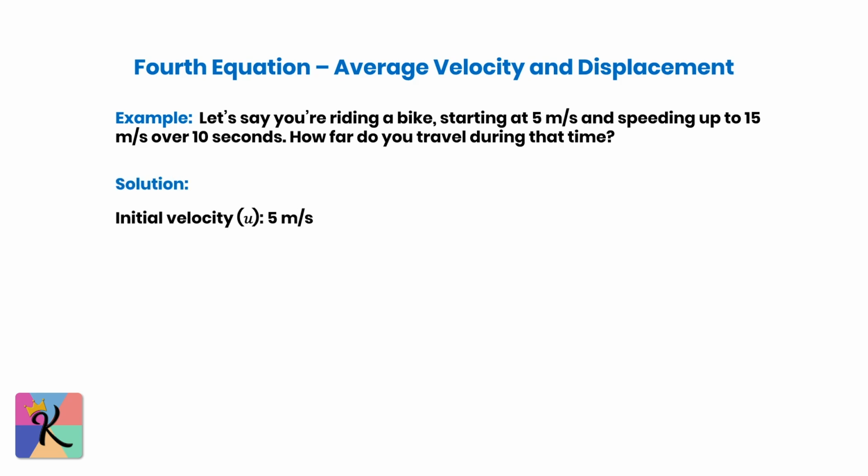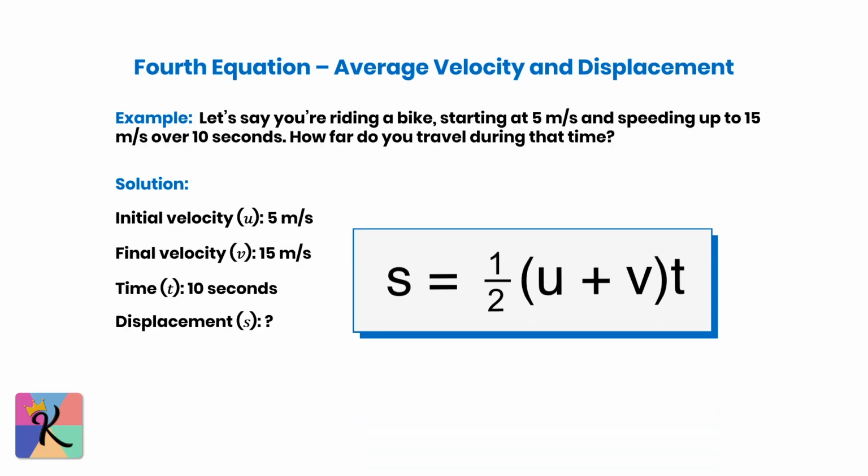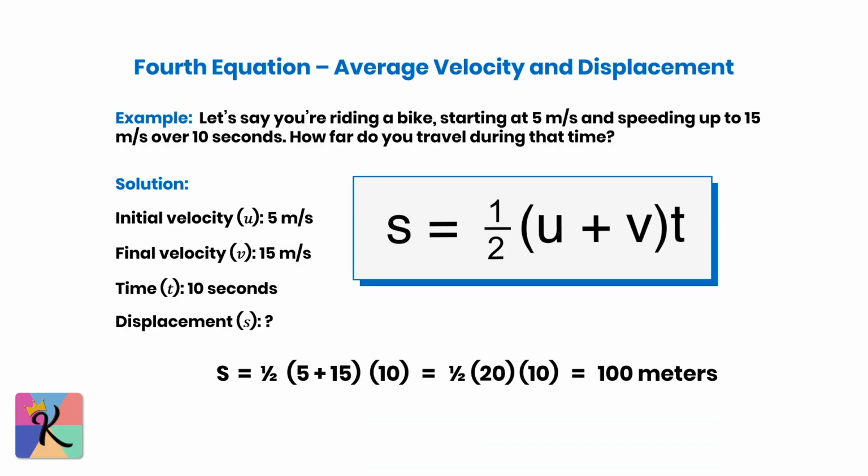Initial velocity, u, is 5 meters per second. Final velocity, v, is 15 meters per second. Time, t, is 10 seconds. Using this equation, input the values. So you'd cover 100 meters in that 10-second span.